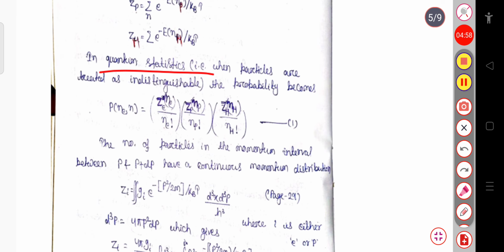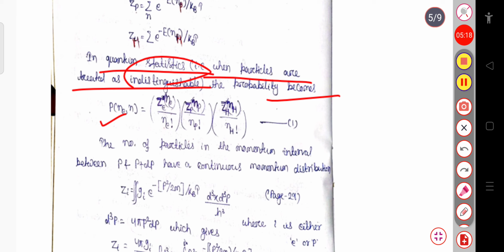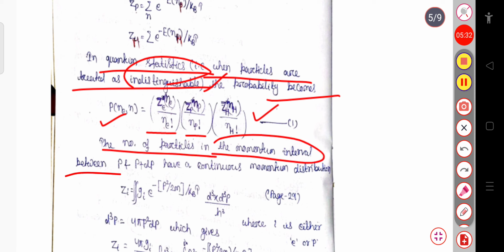In quantum statistics, when the particles are treated as indistinguishable, this does not always exactly happen. It can be considered as distinguishable, that is the quantum particles. But here we are considering that the particles are indistinguishable. So, the probability becomes P equal to Ze power Ne divided by Ne factorial, Zp power Np divided by Np factorial into Zh power Nh divided by Nh factorial. So, the number of particles in the momentum interval between p and p plus dp have a continuous momentum distribution.